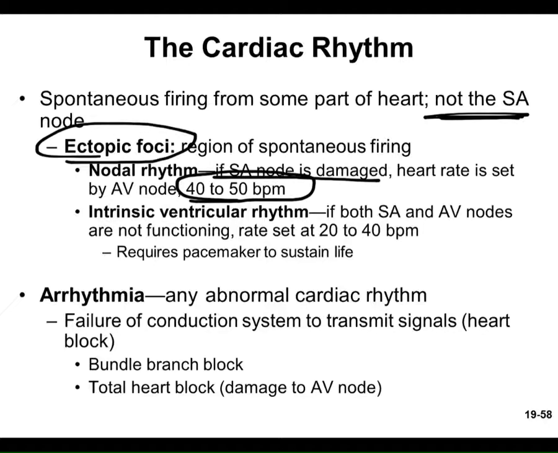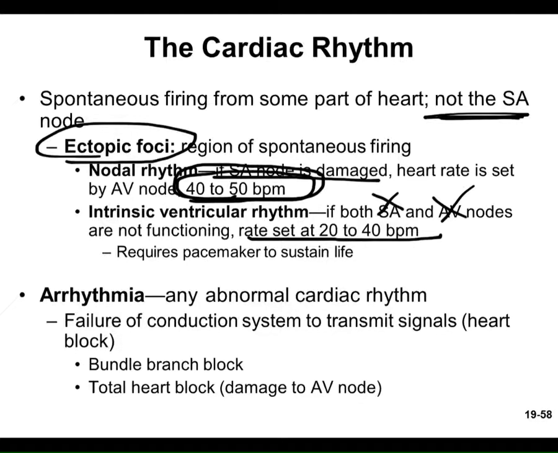Now, what if both the SA node and the AV node are not functioning? The heart will beat at 20 to 40 beats per minute. That's not going to be good, right? You might last long enough to get to the hospital if you were to wipe out both parts, but a person at that rate is definitely going to need a pacemaker put in. And probably nowadays, even if their SA node was broken and only the AV node was firing at 40 to 50, they would also put in a pacemaker, just to make sure that there's plenty of heart rate.